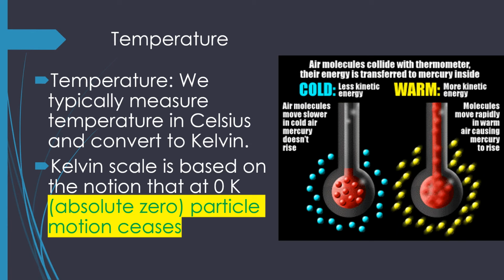All right, so temperature, we typically measure temperature in Celsius when we're in science classes. And we convert it to what we call the Kelvin scale. The Kelvin scale is based on the idea that at 0 Kelvin, there's no particle motion. So what temperature should be measuring is the motion of particles, and it makes sense that at 0 temperature, there would be no motion. So something gets so cold that all motion stops. And so that's why we use this Kelvin scale.